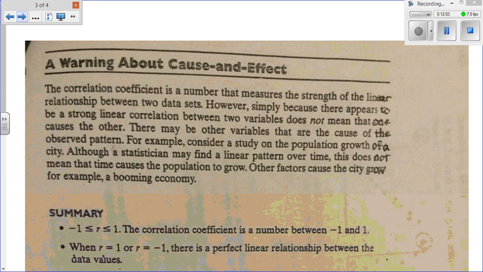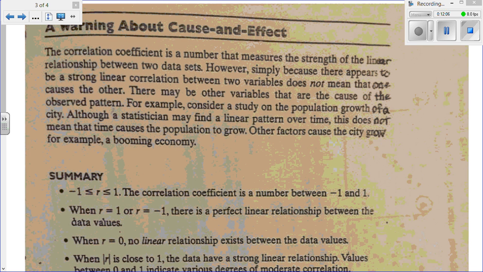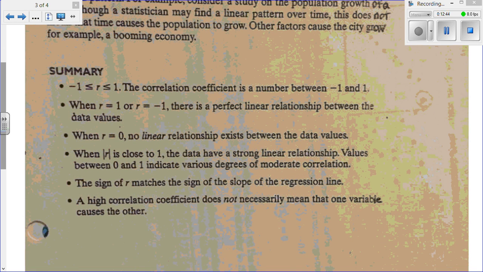All right, a warning about cause and effect. The correlation coefficient is a number that measures the strength of the linear relationship between the two sets of data. However, simply because there appears to be a strong linear correlation between two variables does not mean that one causes the other. There may be other variables that are the cause of the observed pattern. For example, consider a study on the population growth of a city. Although a statistician may find a linear pattern over time, this does not mean that time caused the population to grow. Other factors cause the city to grow, for example, a booming economy. Okay? So just because there's a strong relationship doesn't mean one causes the other.